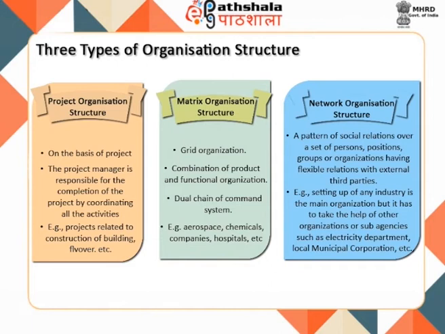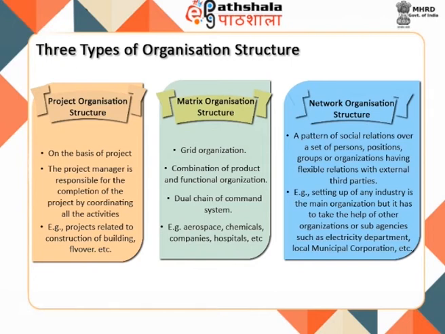Such organizations require the services of a functional man as well as the specialized knowledge of a product man. Thus, there are 2 superiors, one a departmental manager and second a product manager. It is recognized as a dual chain of command system, for example, in aerospace, chemicals, companies, hospitals, etc.